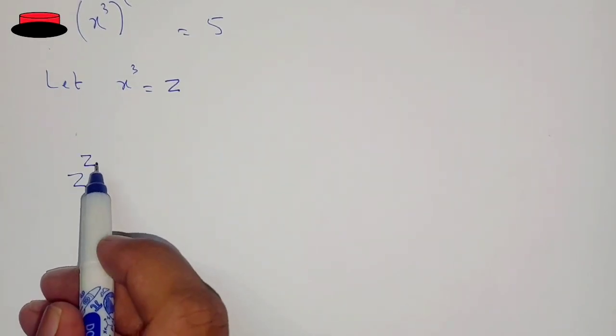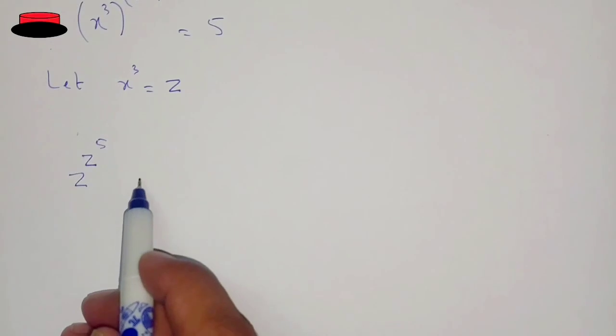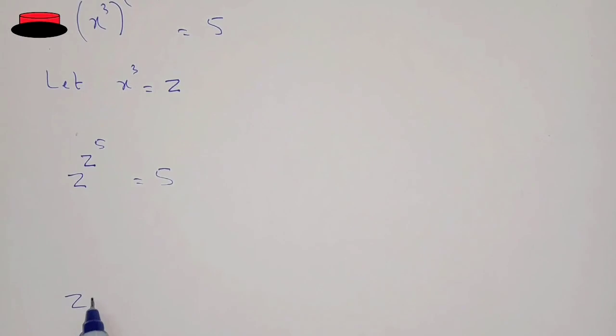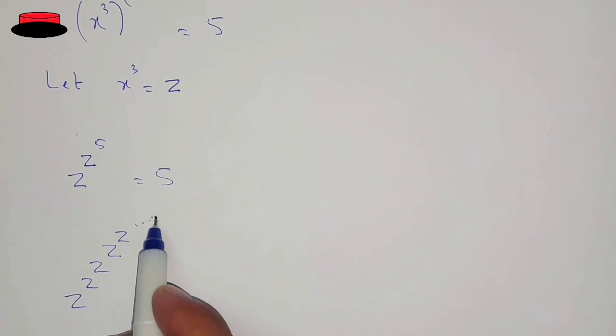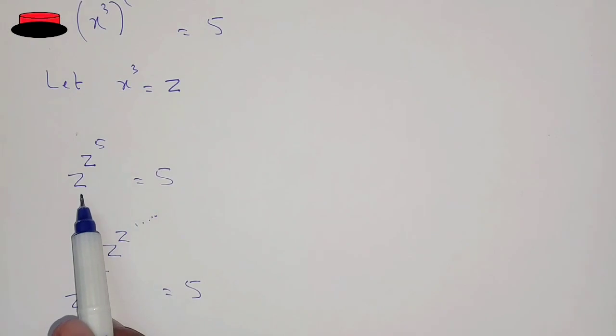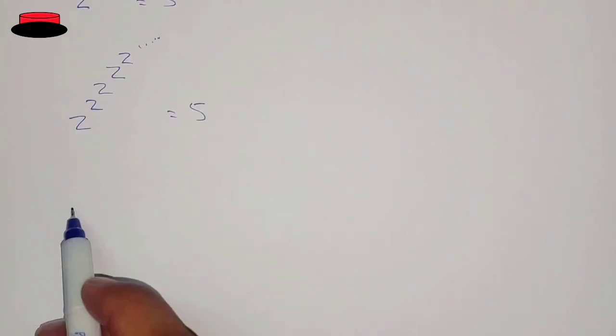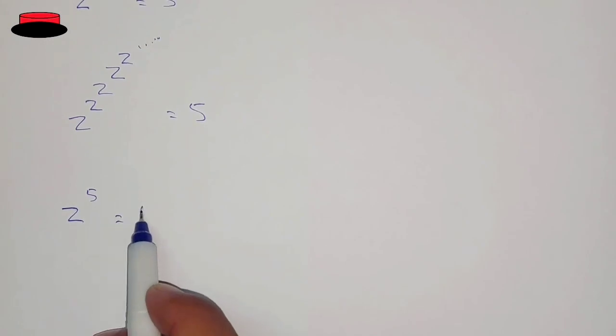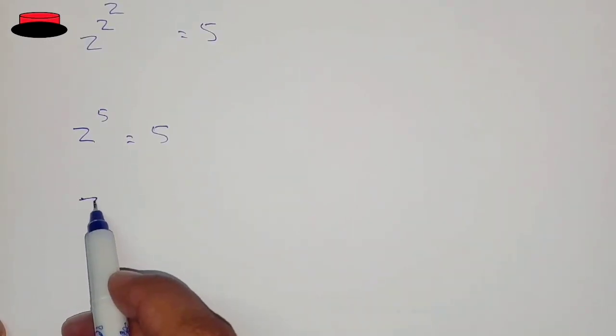Now we are writing the equation as z^(z^5) = 5. So we can write z^5 as z^(z^(...)) up to infinity = 5. Why? Because 5 is equal to z^5, so we can write z^5 instead of 5, and it will go up to infinity. So we can write it as z^5 = 5.